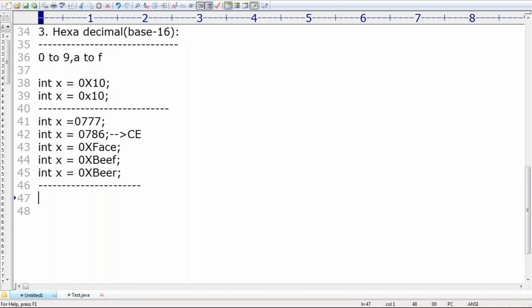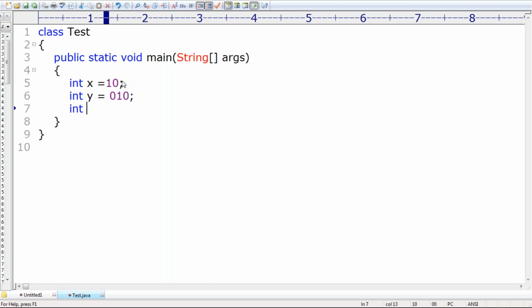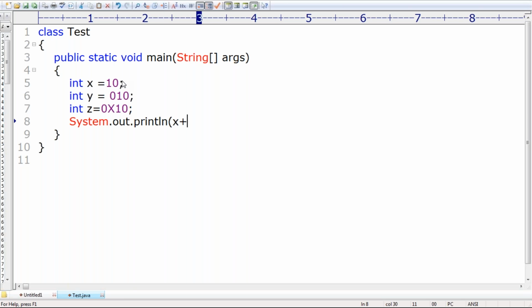Now I have another small point I need to talk about. Just have a look. I'm taking int x = 10, int y = 010, and int z = 0x10, like this. Can you please tell what System.out.println of x + y + z prints?